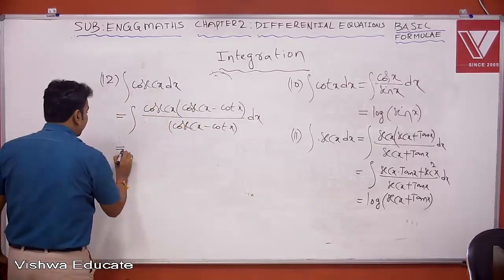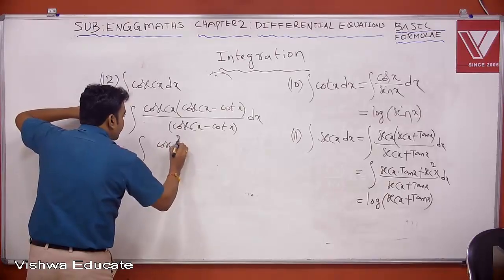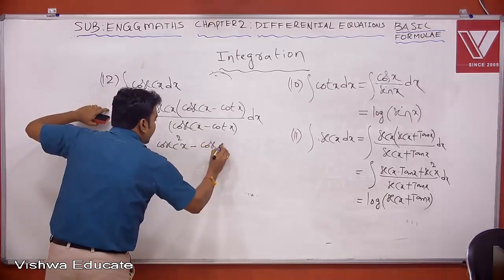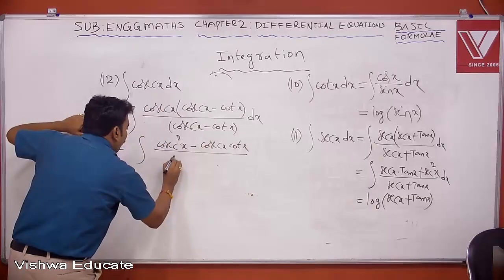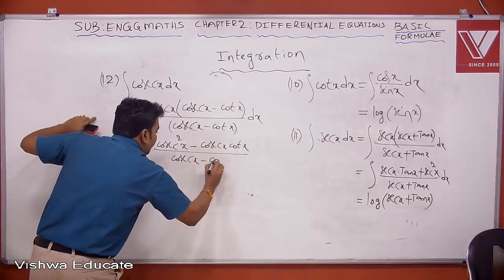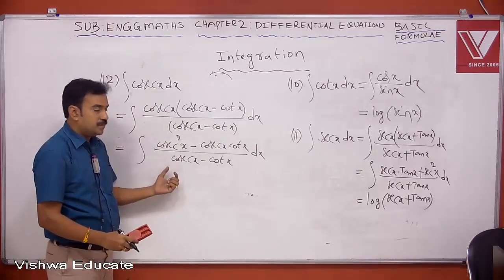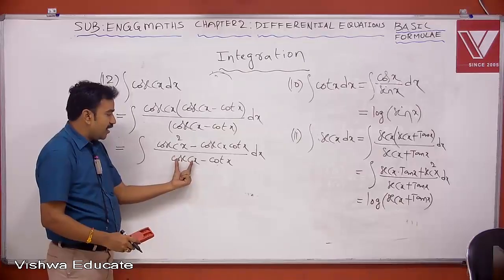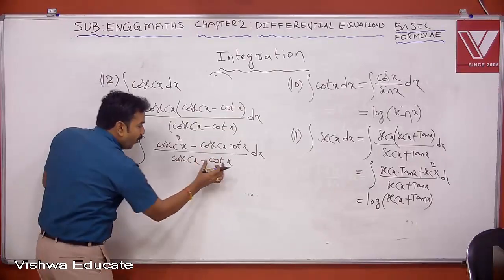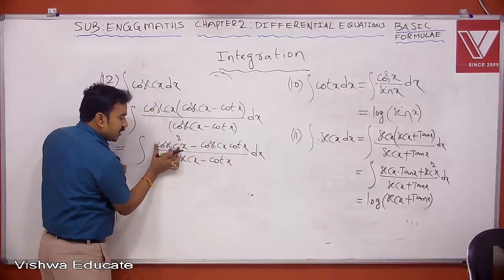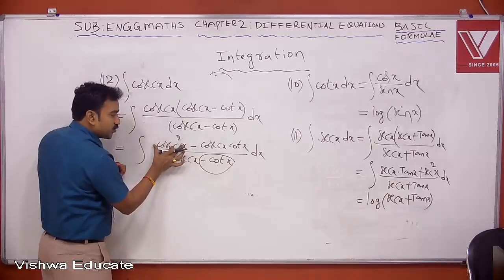Now this is nothing but integral cosecant square x minus cosecant x into cot x, divided by cosecant x minus cot x dx. Now let us try to apply formula number 6. Now cosecant x derivative is what? Now here it is minus cot x. So cot x derivative is minus cosecant square x. Already minus is there. So the derivative of minus cot x is plus cosecant square x.